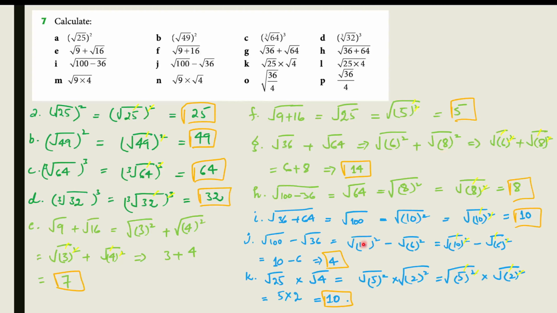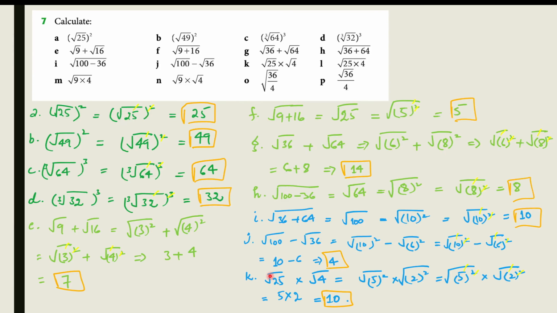So 100 under the root, we can write as the square of 10 under the root, and 36 we can also write as the square of 6 under the root. In between we have the subtraction sign. Once they are written in square form, the square gets cancelled with the root and we are left with 10 minus 6. So 10 minus 6 is equal to 4.